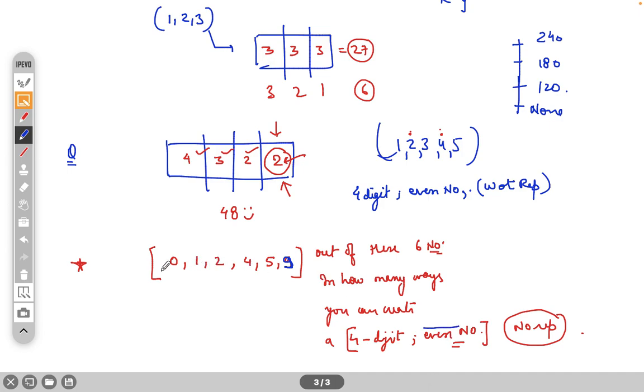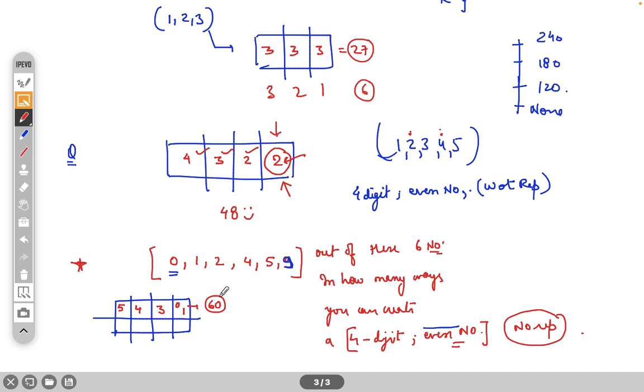Whenever even and zero come together, be alert. Solve the question separately. Step 1: when you use 0 here, this is being filled in one way. Now you have 1, 2, 3, 4, 5 numbers. This can be filled in 5 ways, 4 ways, 3 ways. So 60 ways you can create a 4-digit number which ends at 0.